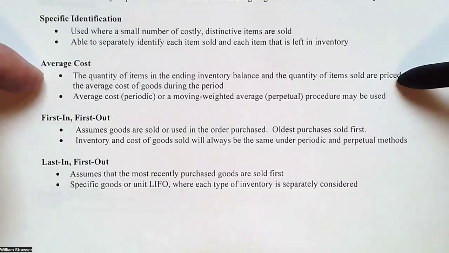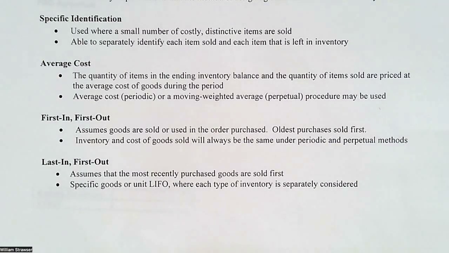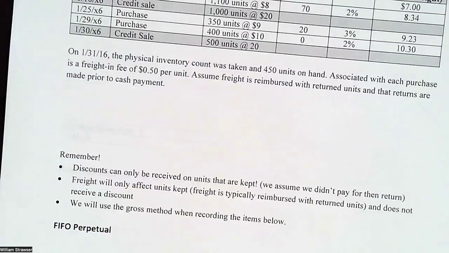The average cost method, as you might intuit, takes the average of all the prices we've had during the period. And when we're talking about the perpetual method, it's a moving average. Every time we make a purchase or every time we have a new sale, we have to take an average of the purchases that have happened up to that point. So the average keeps changing over time.